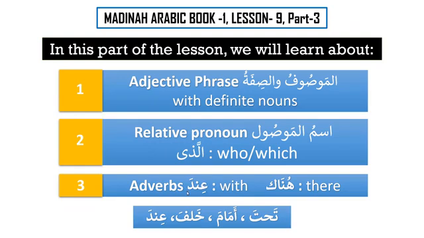And then a new adverb, which is inda, that means with, and hunaka, that means there. So both of them are adverbs, or we call them dharf. However, inda is used as mudaf, whereas hunaka is only used for the place. We have already learned tahta, amama, khalfa, and today we are going to learn about inda. All of these four adverbs: tahta means under, amama means in front of, khalfa means behind, and inda means with or at. And these four are used as mudaf.